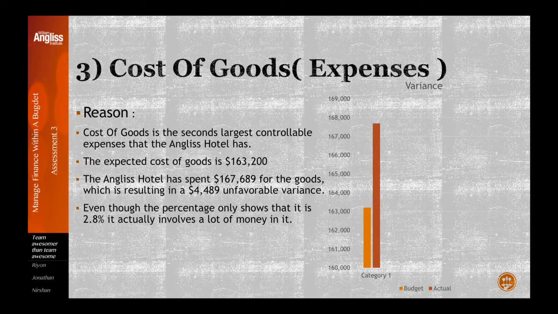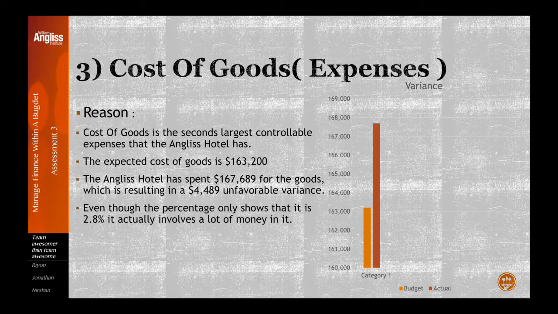Thank you. Hello, my name is Riyon and I will be talking about our last unfavorable expense, which is cost of goods. We have chosen this as our unfavorable variance for expenses because cost of goods is the second largest controllable expense that the English Hotel has.